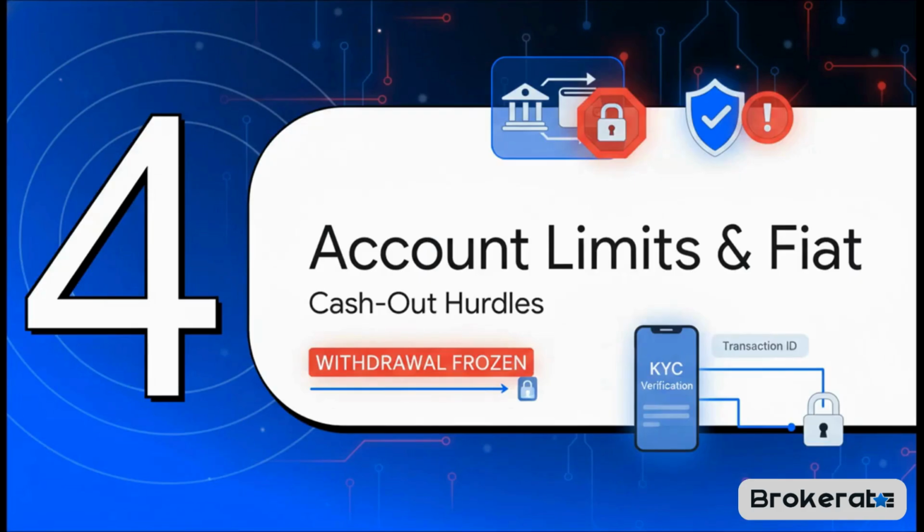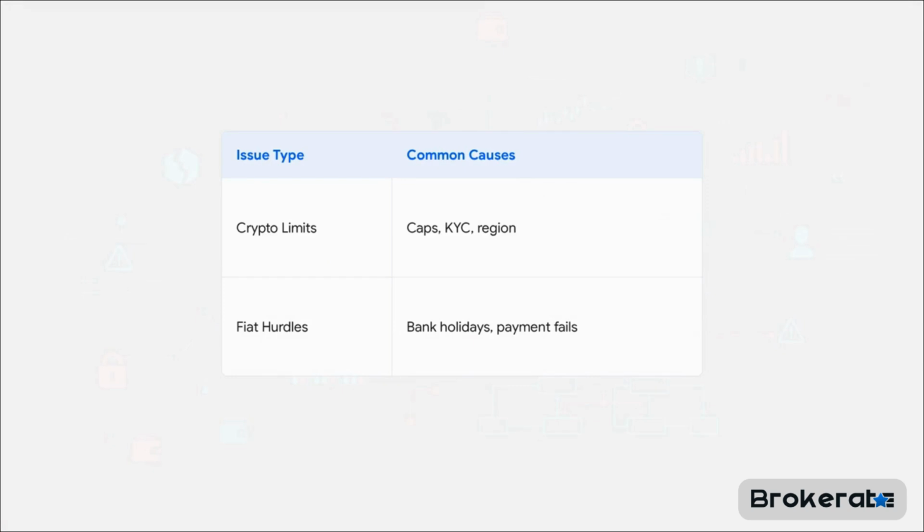All right, Section 4, account limits and fiat. Let's navigate those cash out hurdles. Now, what's really interesting about this slide is a stark contrast between two very different worlds. We've talked a lot about the technical side of moving crypto, but cashing out to traditional fiat currency like US dollars or euros brings in a whole new set of legacy headaches.